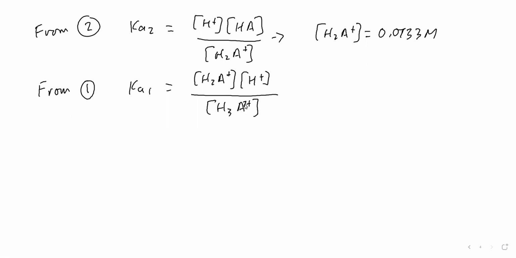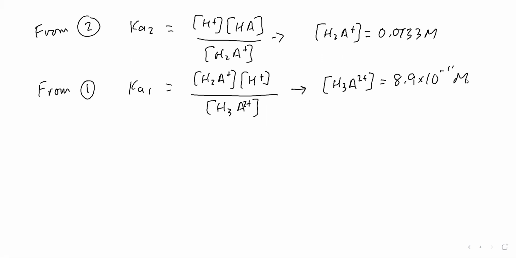So a little rearranging and then plugging in of the numbers we know. Like I said, we know H+ from the previous page. We now know H2A+ from the previous calculation. And we know the value for Ka1. And then that can give us the value for H3A2+. And there I get 8.9 times 10 to the minus 11th molar.